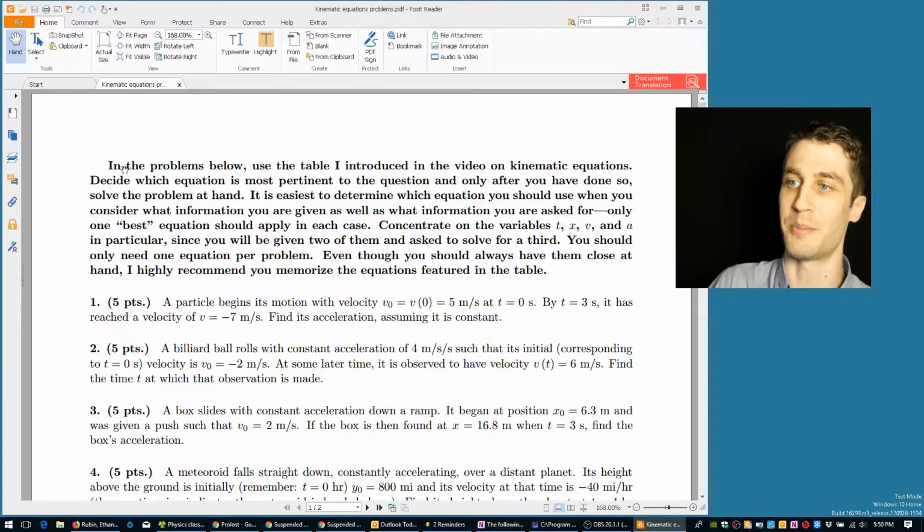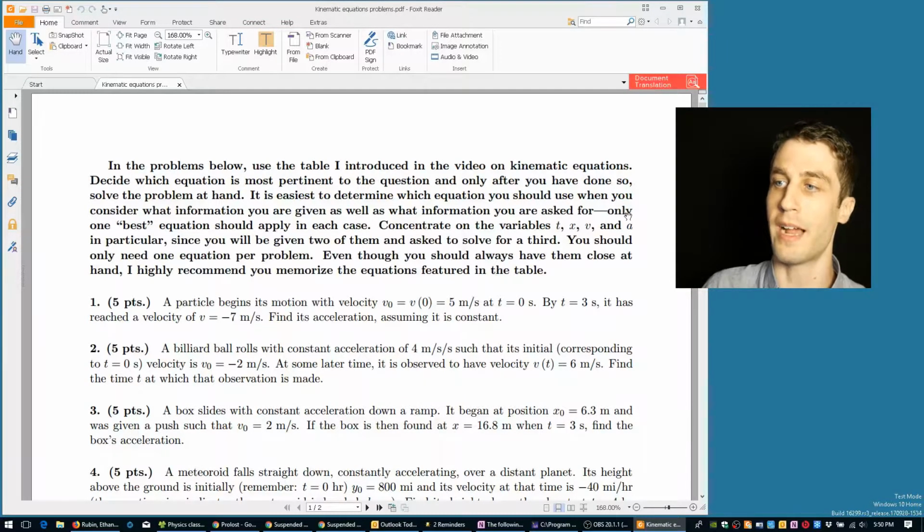So let's look at the problem statements. In the problems below, use the table I introduced in the video on kinematic equations, the previous video, and decide which equation is most pertinent to the question, and only after you have done so, solve the problem at hand. It is easiest to determine which equation you should use when you consider what information you are given, as well as what information you are asked for. Only one best equation should apply in each case.